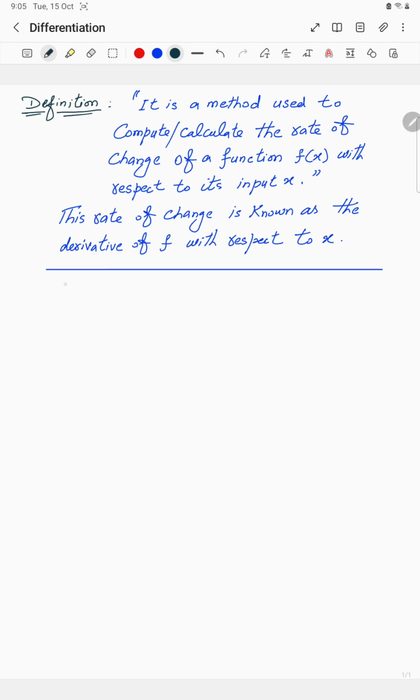Guys, generally we write d by dx for the function f of x. This d by dx means that we are going to differentiate the function f of x with respect to x. So we need to write d by dx of f.